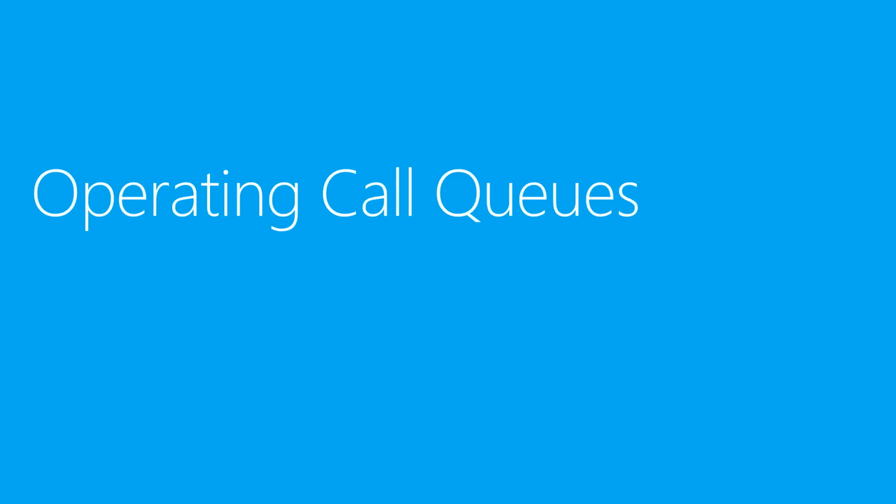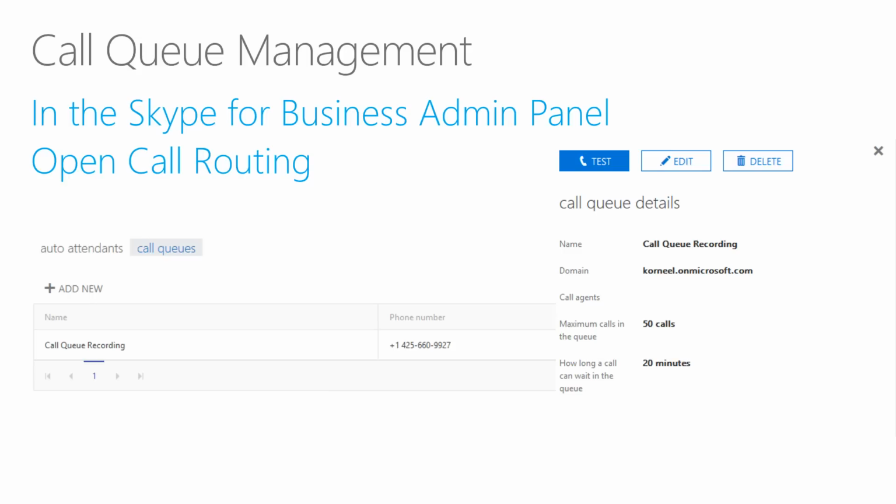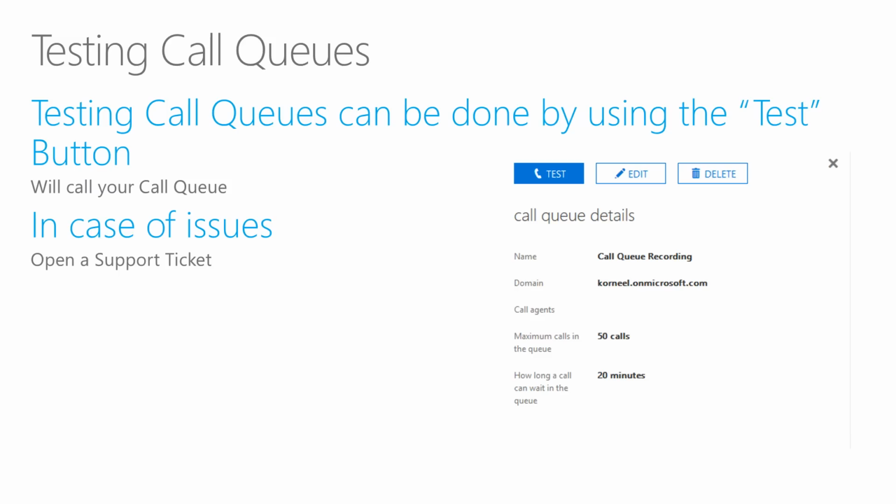So how do you operate call queues? In the Skype for Business admin panel, open call routing. You can then open the call queue that you want to edit. You can test or edit the call queue right here or delete it straight from the interface. If you ever want to test, press the test button.